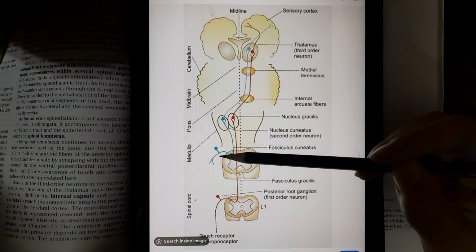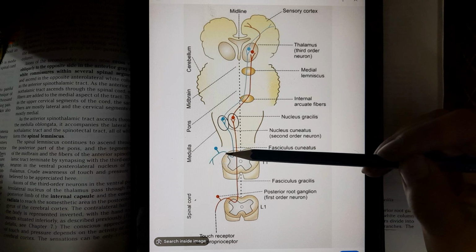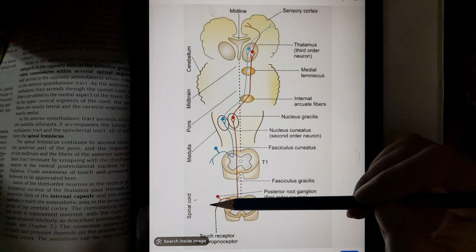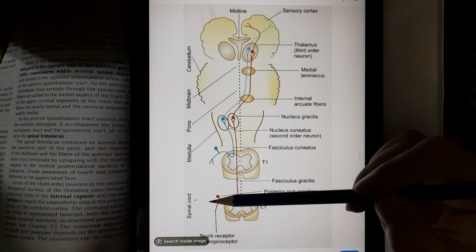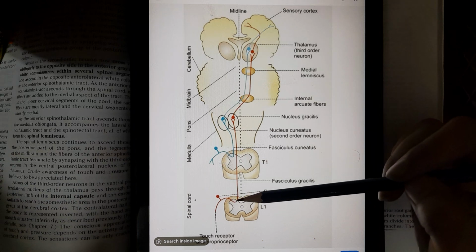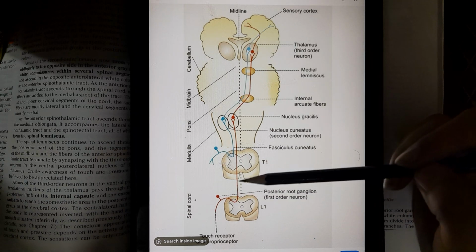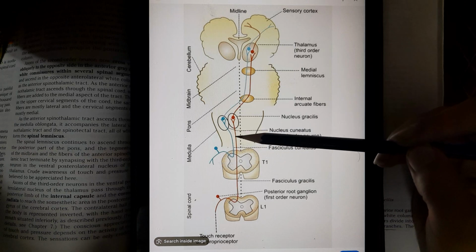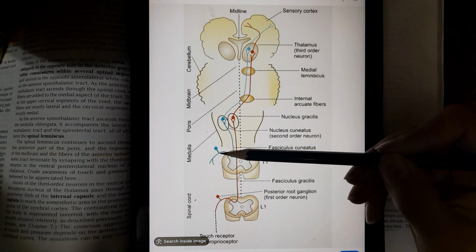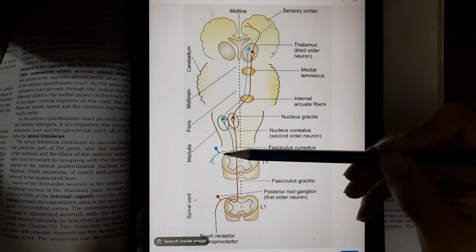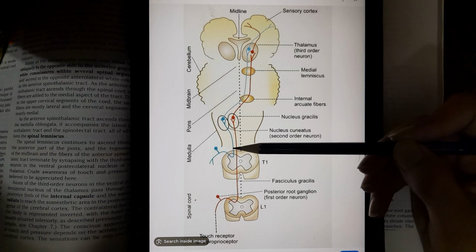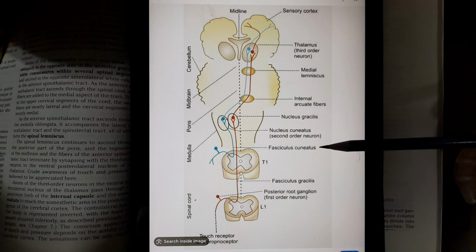Ipsilateral means same side. And similarly, from the cervical region, they will go and move to the ipsilateral side. Now, one thing that you need to note is that from the lower limbs, the sacral and the lumbar regions, we are having the fasciculus. This fiber is known as the fasciculus gracilis, which is coming from the lower limb. From the upper limb, that is the cervical region and upper 6 thoracic vertebrae, C is for cervical, and the fasciculus here will be the fasciculus cuneatus.